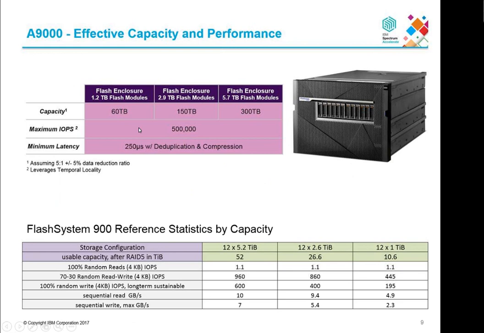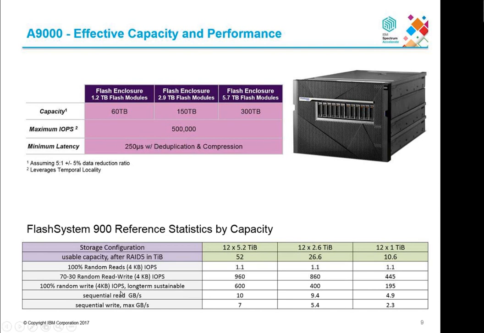Here, again, are some numbers. Here, the basic effective capacity for the 9000. Again, that effective capacity is based on a 5-to-1 data reduction ratio. I see a max IOPS again. Don't associate the max IOPS with the minimum latency. Just saying I can do up to 500,000. I can get as low as 250. I can get lower than 250 actually for certain read hit workloads. But an all read hit workload is pretty atypical.